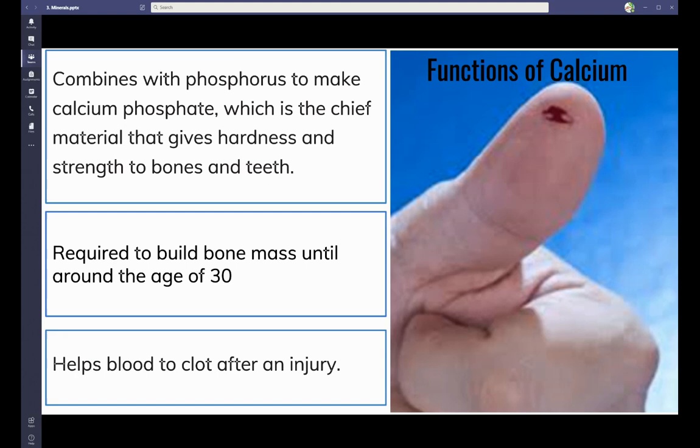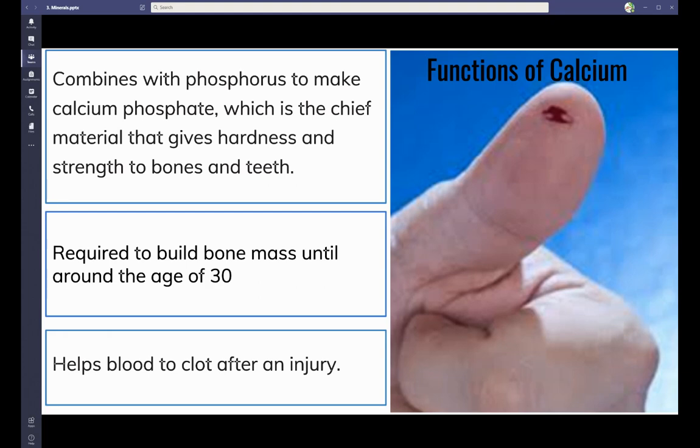It is also required for the maintenance of bones and teeth, as well as helping to, in later life, prevent osteoporosis, which is brittle bone disease. We need calcium in our diets to build up bone mass until the age of 30, so particularly children and teenagers need the most calcium in their diets because that is their peak time for bone development. As we get older, our bones are fully grown, we're not growing anymore. However, we still need to maintain our intake of calcium to maintain our bone mass.